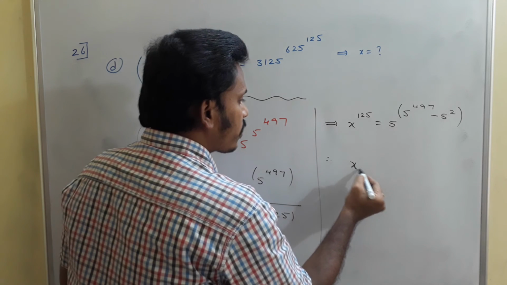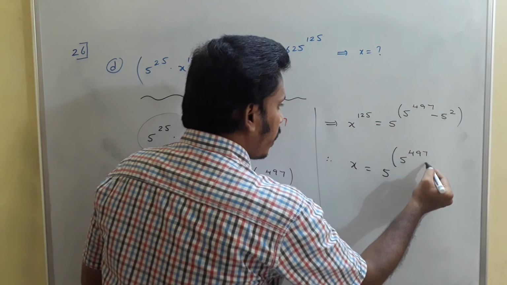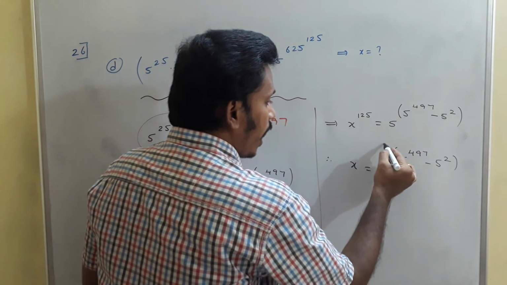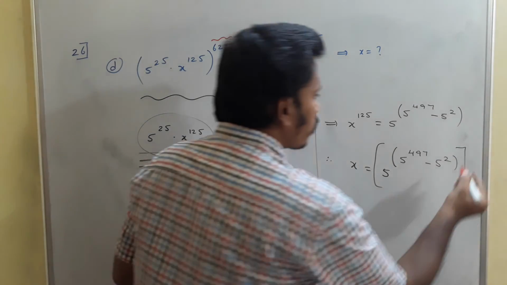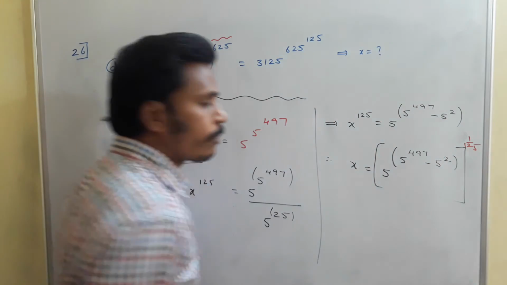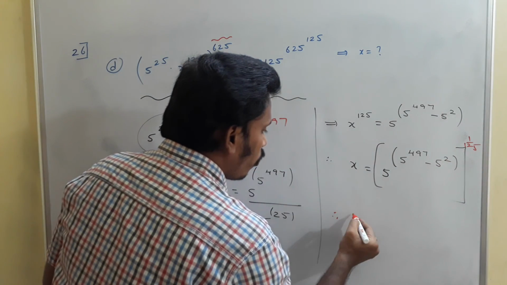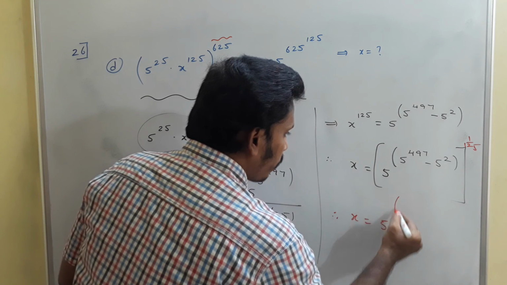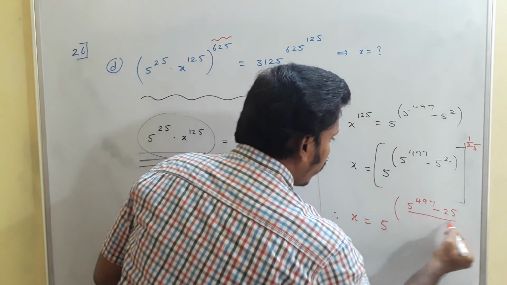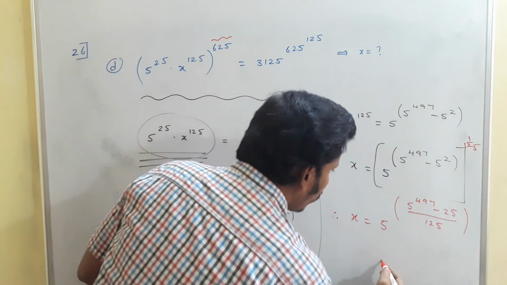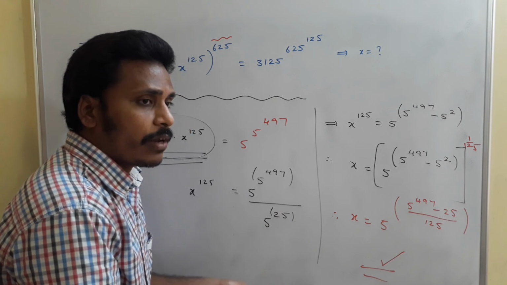So finally you will get x is equal to 5 power 497 minus 25, and this whole part to the power 1 by 125, because our target is to find the value of x. And now here a power m to the power n, we need to multiply these two. Therefore x is equal to 5 power 497 minus 25 divided by 125 is your answer. There it ends. We need to leave it like that. There is no chance for further simplification.